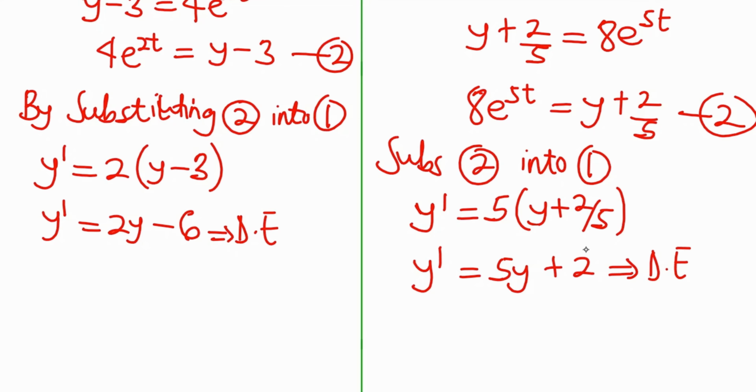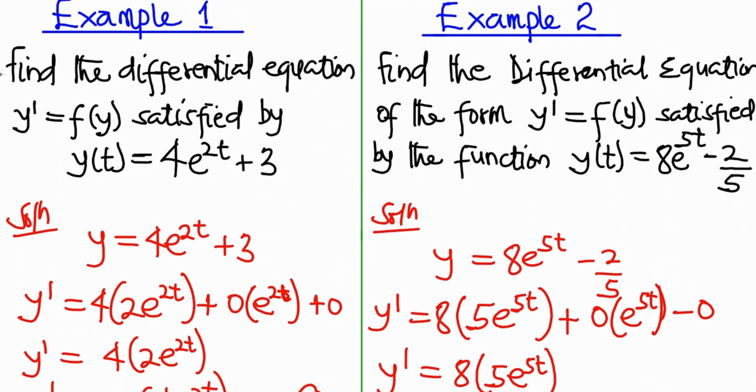Just like we said, this differential equation accounted for the solution y of t is equal to 8e^(5t) minus 2/5, and that is it.